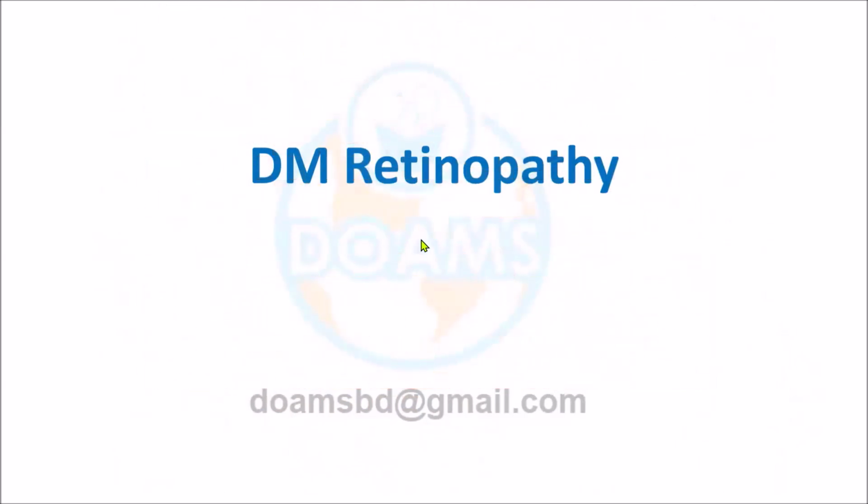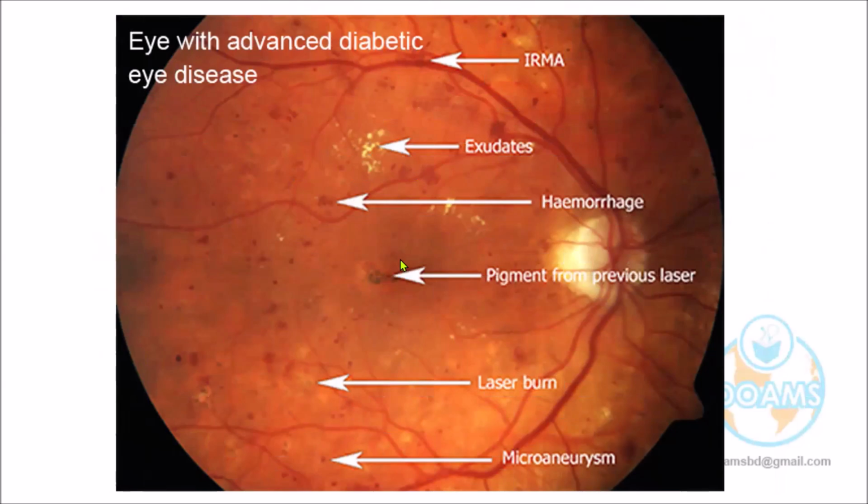After that, another disease involving the retina is diabetic retinopathy. Please have a look. Somebody who can read for me one by one. Dr. Mohsen, yes. Eye with advanced diabetic eye disease. Say one by one. IRMA. What is the meaning of IRMA? Intraretinal microvascular abnormality. Okay. Intraretinal microvascular abnormalities, exudates, and hemorrhages, and then pigment from previous laser.